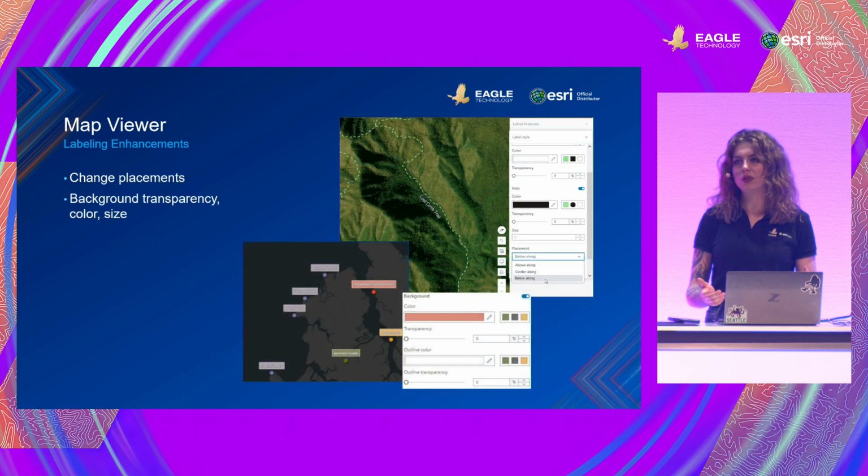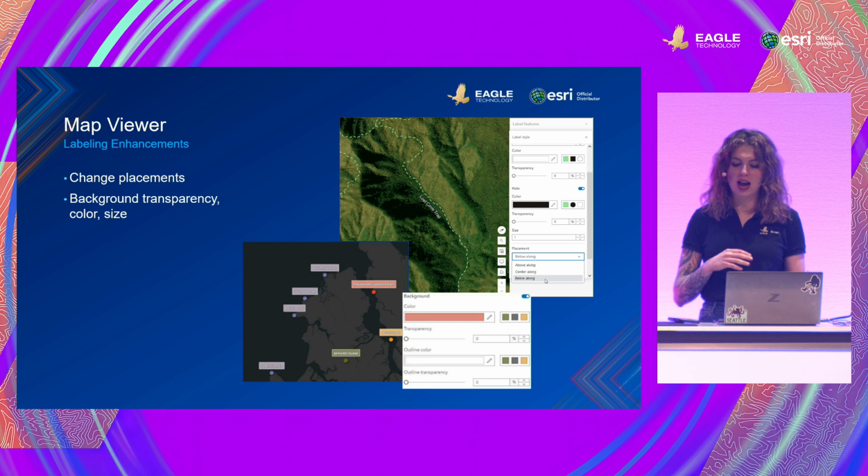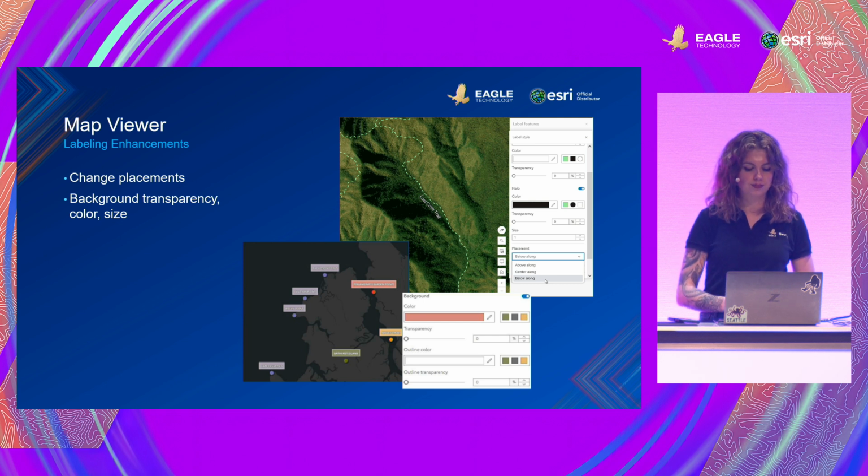And there are some labeling enhancements as well, just to make it a little bit more customizable and to make sure that your maps are as readable as you need them to be in Online. So we have the ability to customize our labels, and you can adjust the position of the labels along lines. You can set the background transparency and even the background outline color and size.